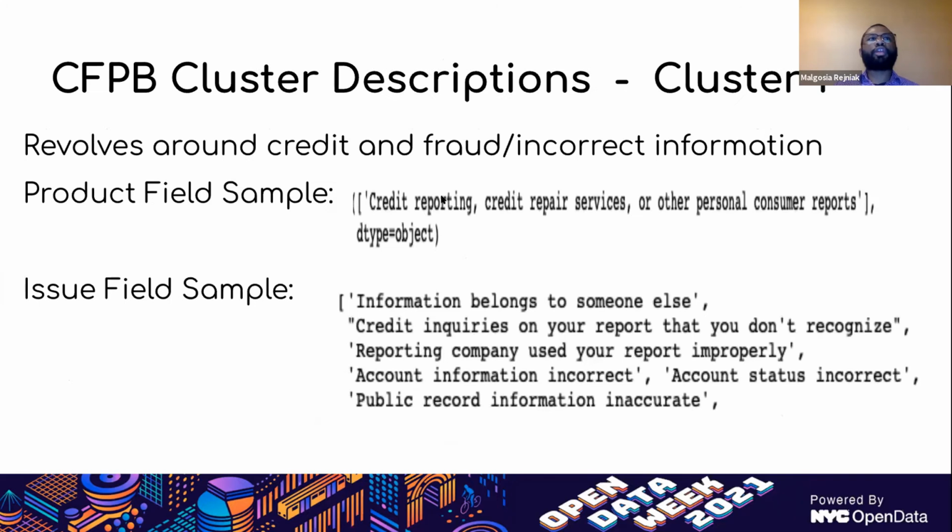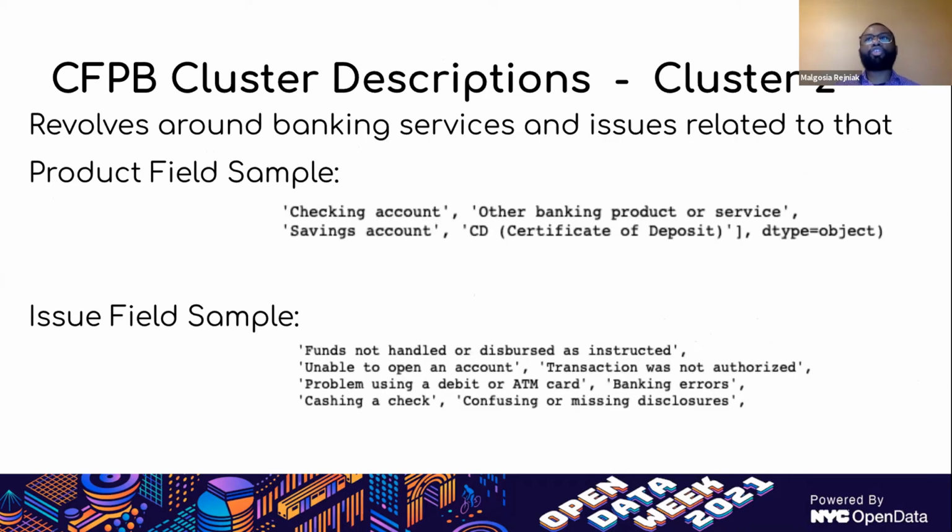The next cluster, cluster 1, essentially revolved around credit and fraud/incorrect information, which was kind of the theme. You'll see here, information belongs to someone else, reporting companies use your report improperly, things like that. The third cluster, cluster 2, started at 0 though, essentially revolves around banking services and issues related to that. So checking accounts, savings accounts, issues using your debit or ATM card, funds not handled or dispersed as instructed, things like that.